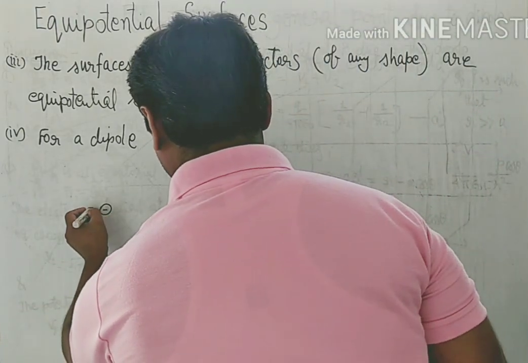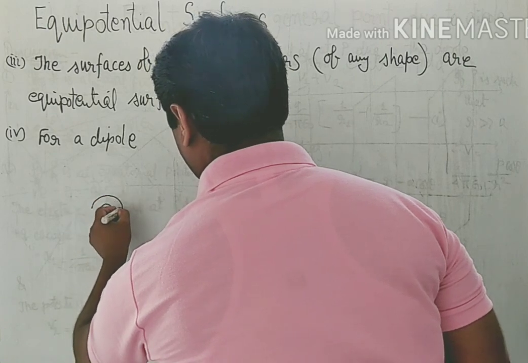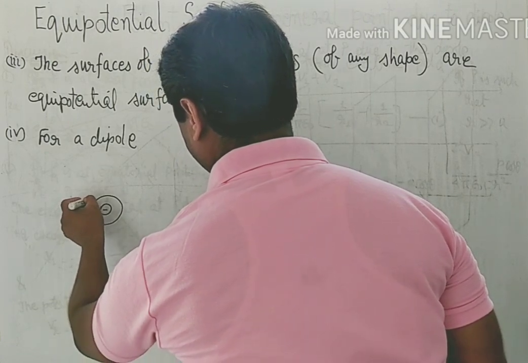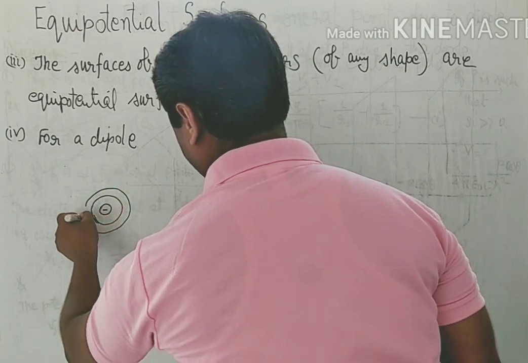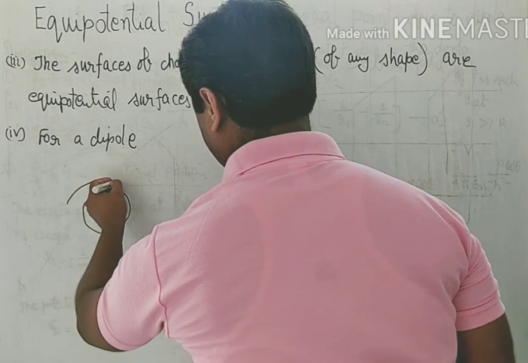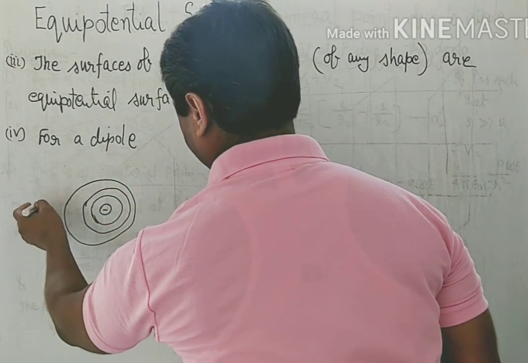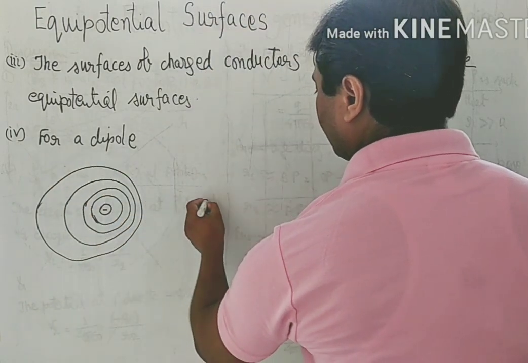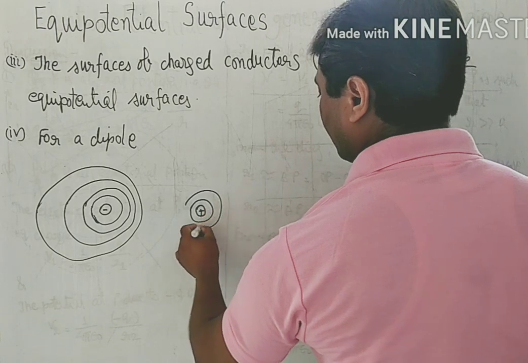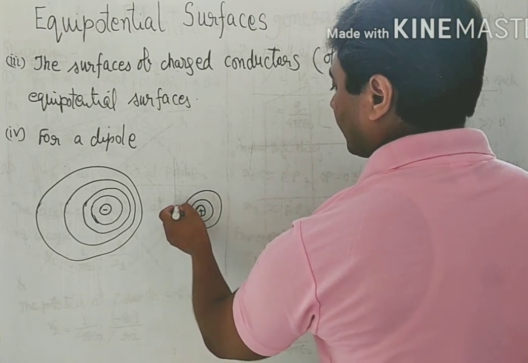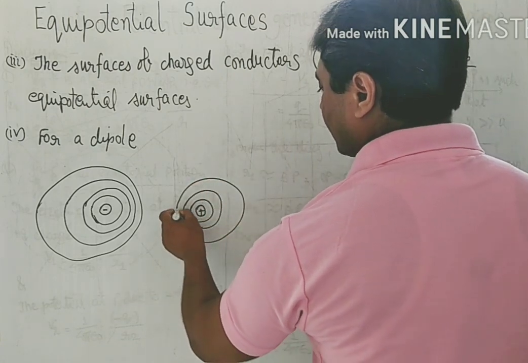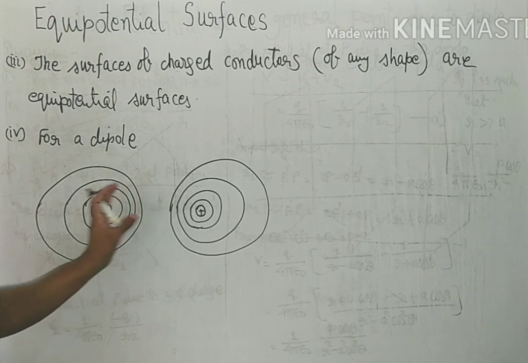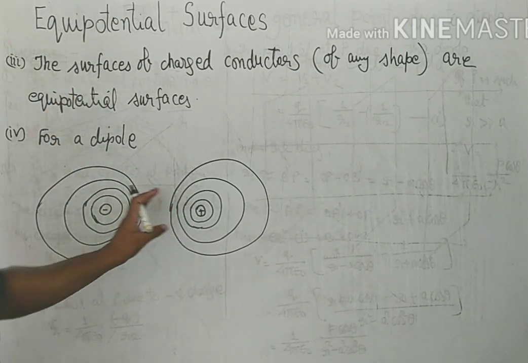Now here we have the equipotential surfaces being drawn in case of this dipole. Now this one, the positive charge as well, we will be having this. Now next would be this. So this would be the shape of equipotential surfaces in case of a dipole.